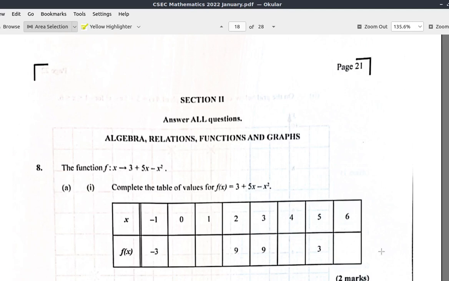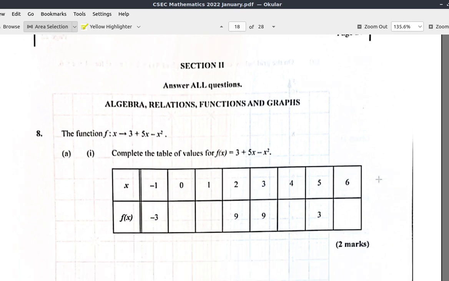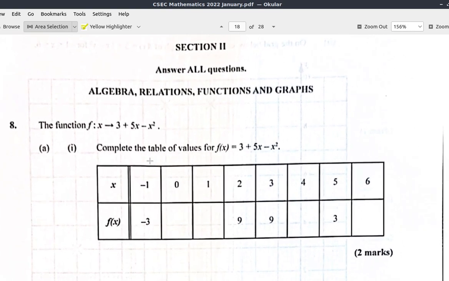We are at question 8 on the January 2022 CSEC Mathematics past paper. It says the function f of x is mapped onto 3 plus 5x minus x squared. Alright, that's the function. Complete the table of values for f of x equals 3 plus 5x minus x squared. Alright, pause the video and complete it.